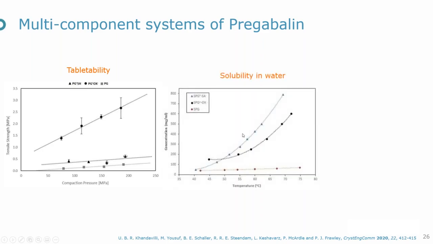And also, what's usually the case with salts is that you have a much higher solubility in water. Here in this graph, you see pregabalin, which is the red below. You see that the solubility is quite poor in water, but if you have the salts, they are much higher and also much more temperature dependent.